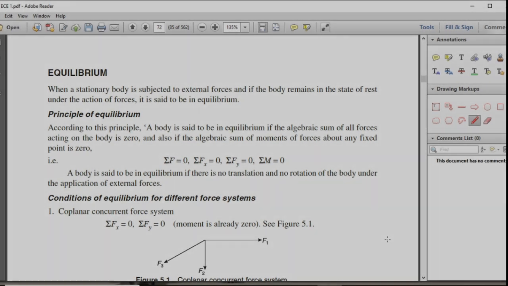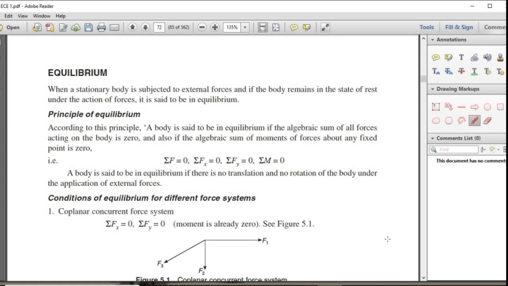Hello, my dear students. Today, let us discuss some of the topics under your Module 2. The subject is Elements of Civil Engineering and Mechanics. So, let us discuss what is equilibrium and conditions of equilibrium.